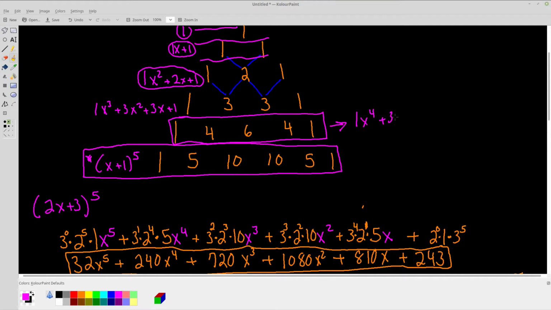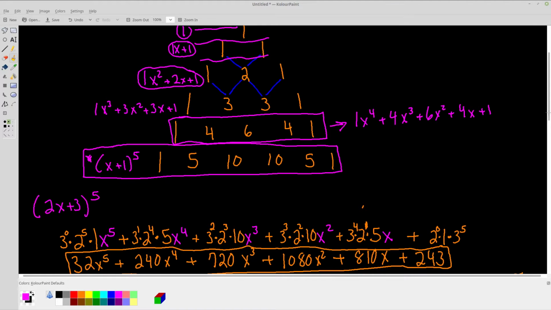Plus, excuse me, plus 4x to the 3rd plus 6x squared plus 4x plus 1. Okay, but the reason why I'm keying in on this one is they gave me a binomial being raised to the 4th power. That's why I'm going to use this one.